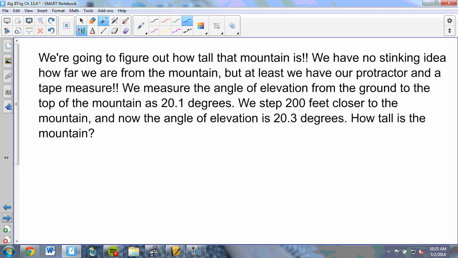Say a little football over that mountain. I bet you could. You and your uncle. Yeah. We have no stinking idea how far we are from the mountain. Here's the thing. Uncle Rico's Street.